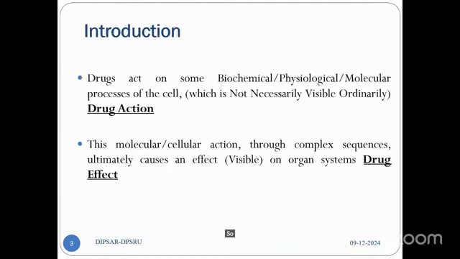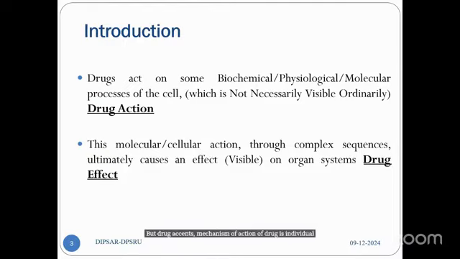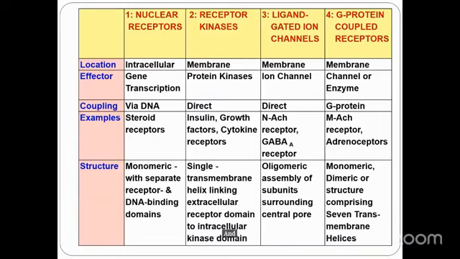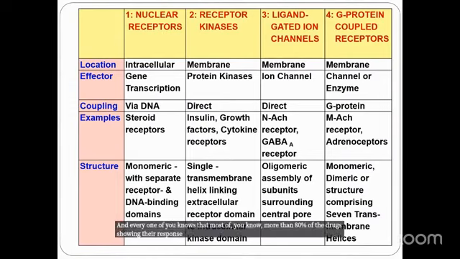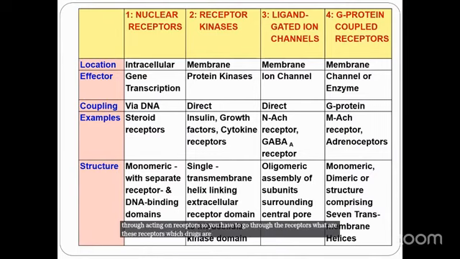Regarding signaling mechanisms, I think many of us know there are two terms: drug action and drug effect. Drug effect is visible, but drug action, the mechanism of action of a drug, is invisible, and network pharmacology will help to understand the drug actions. That is behind the drug effect. And everyone knows that more than 80% of drugs show their response through acting on receptors. So you have to go through the receptors. What are these receptors? Which drugs are acting on which receptors? Like nuclear receptors, receptor kinases, ligand-gated ion channels, GPCR. In GPCR also there is Gi, Gs, Gq. In Gq there is the IP3 DAG pathway.